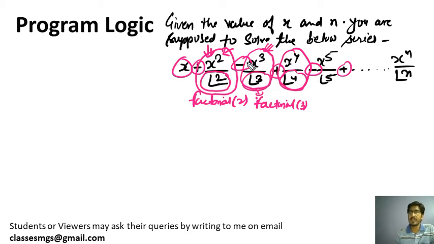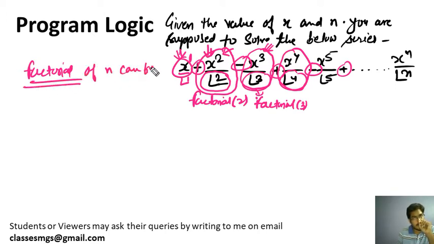So the building block of this logic depends on this, and the exceptional case is only that for x raised to the power 1 we are adding it. Otherwise, for powers greater than 1, if the number is even then we are adding the term, if the number is odd then we are subtracting. The only thing that is new here is the factorial. So I want to show you how to calculate the factorial. Factorial of n can be represented like this.